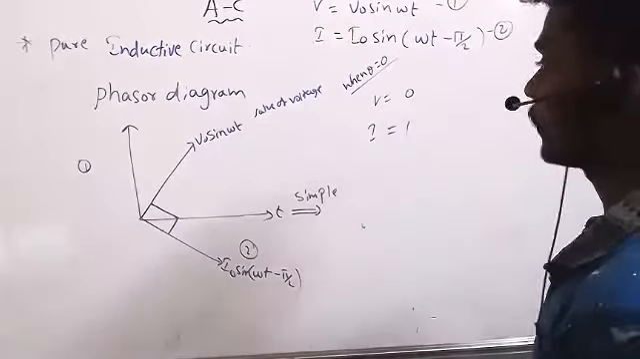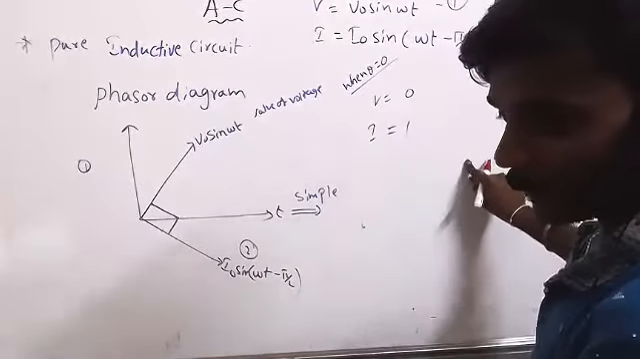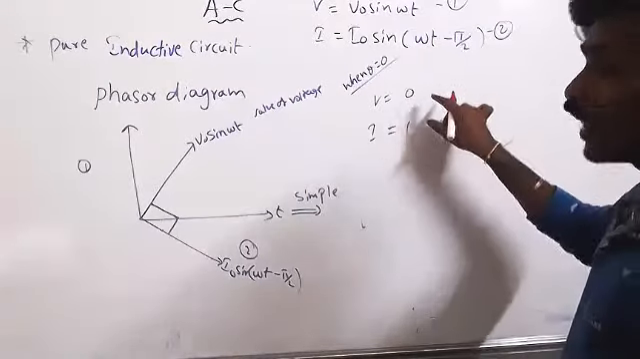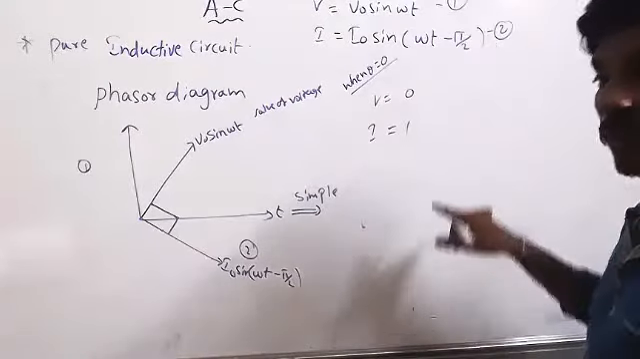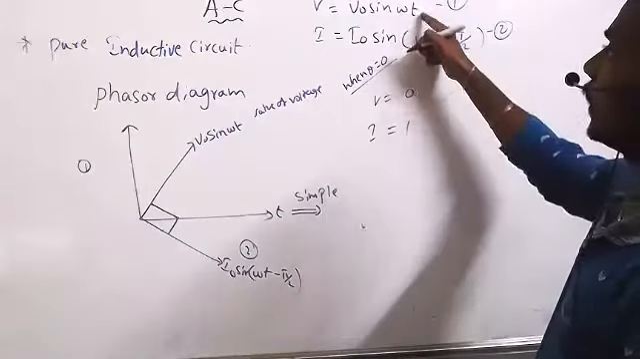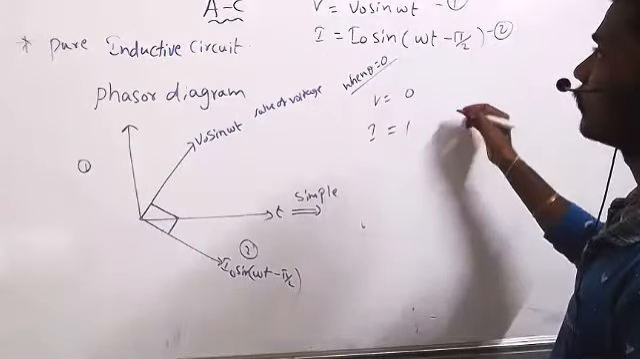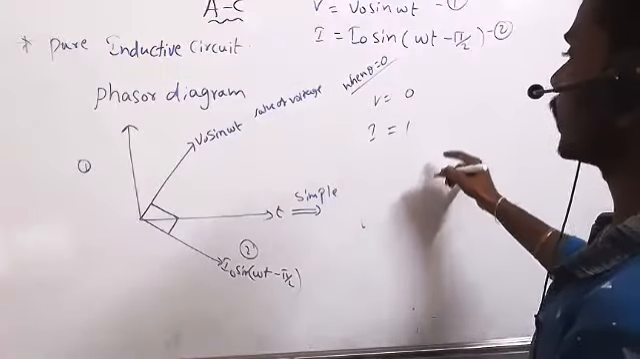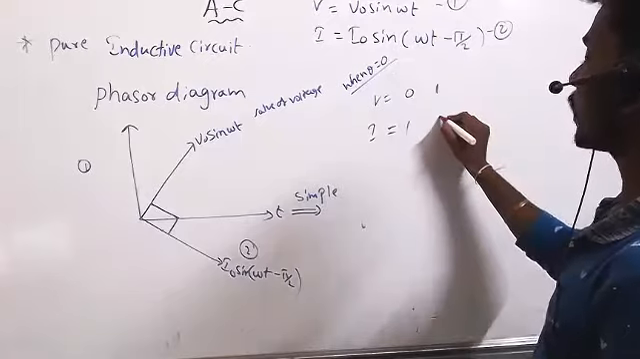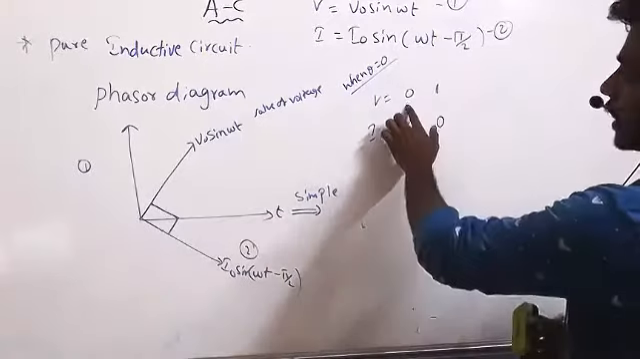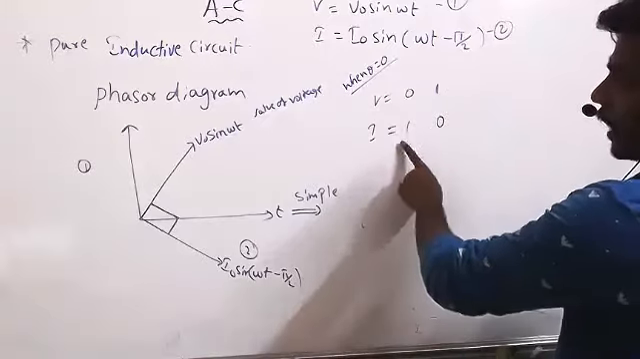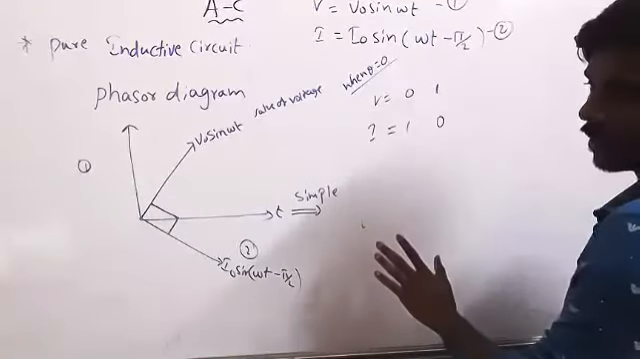That means when voltage is 0, current will be in the peak value. When voltage is in the maximum value, current will be in the minimum. If you give 90 here, it will become 1 for voltage and here it will become 0 for current. So when voltage is in the peak state, current will be in the minimum value. If current is in the maximum state, voltage will be in the minimum value.